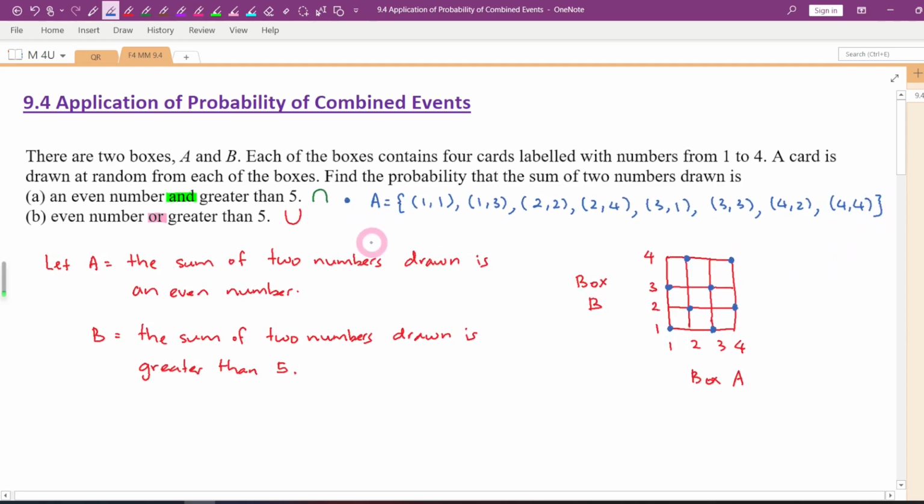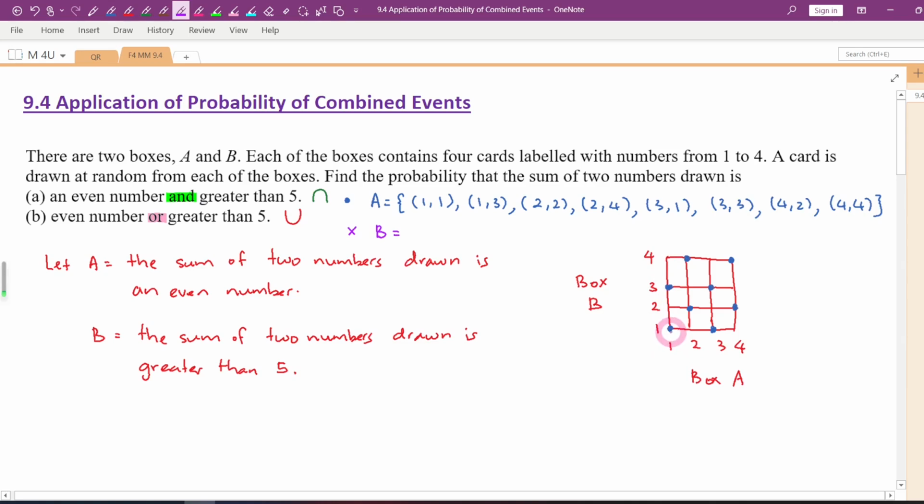Okay, this is for event A. Now, let's go to event B. This time, let me use another color, so easier for you to differentiate them. I will be using this symbol, a cross. Okay, getting two numbers which their sum is greater than 5. Greater than 5. Equal to 5, we don't want it. We want greater than 5. So all this combination cannot.